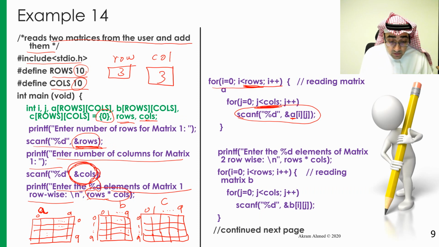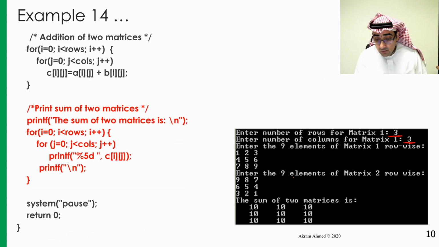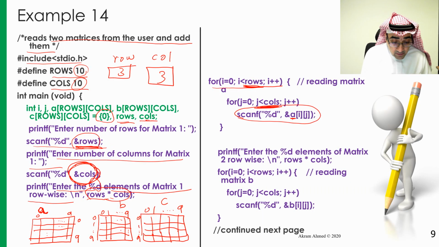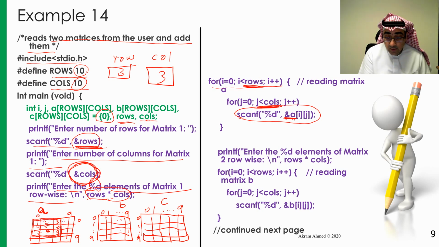Then we're going to tell him to enter 3 by 3, that's 9 elements, row-wise. So suppose that the user enters 1, 2, 3, 4, 5, 6, 7, 8, 9. Using these for loops, I am putting them into the address of aij. Notice over here, I have worked with a partially filled array, and we're going to be talking about it later on. So we are working only on this 3 by 3 part of the array.